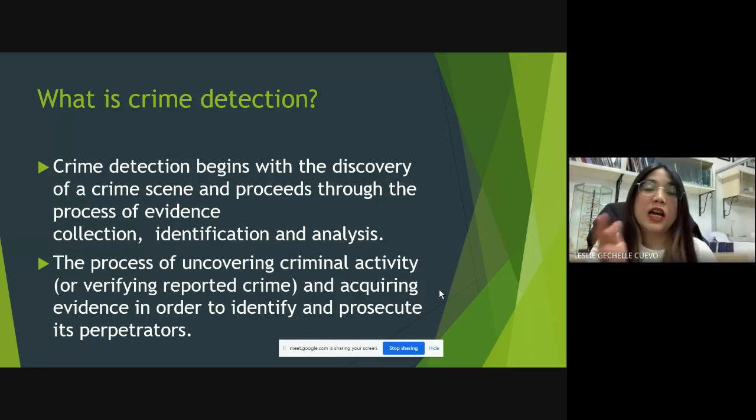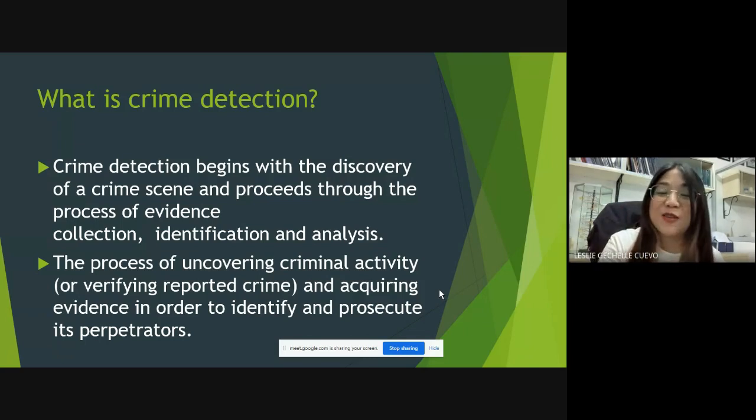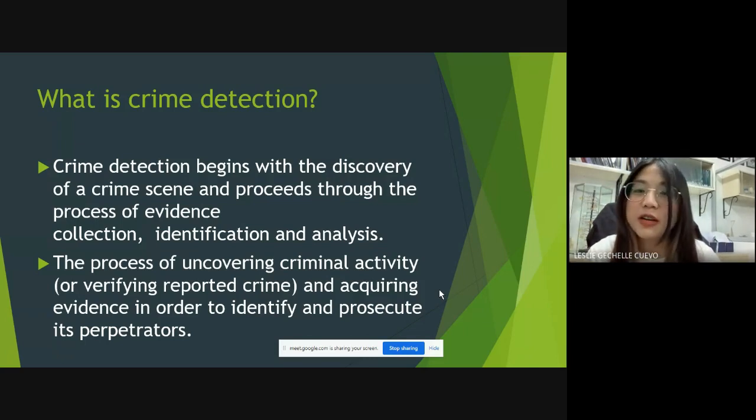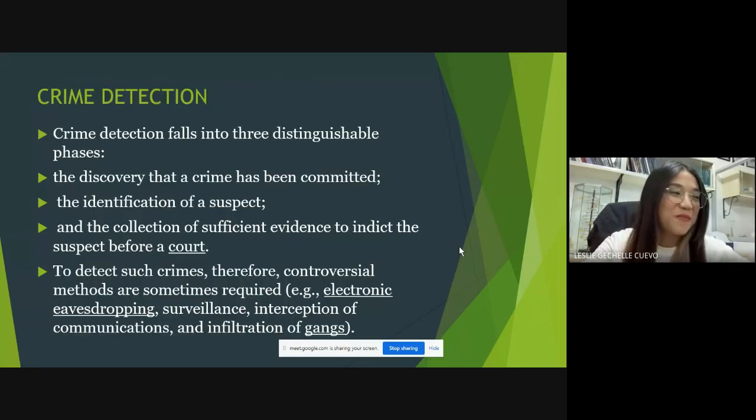So either nakita mo muna yung crime scene or may nagsabi sa'yo, sir, may crime scene doon o may krimen na nangyari doon. So the process of uncovering criminal activity or verifying reported crime and acquiring evidence is in order to identify and prosecute its perpetrator. So you have to, of course, detect the crime in order for you to gather the pieces of evidence you need for prosecution. Siyempre, anong sasabihin mo sa prosecutor? Sir, basta may krimen doon. Pwede ba yun? Siyempre, hindi.